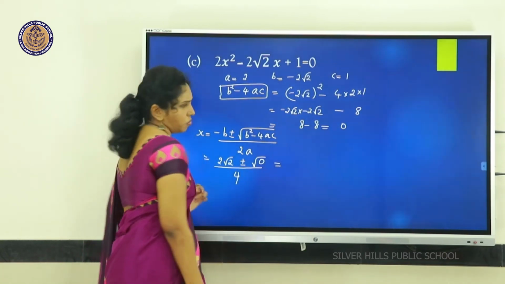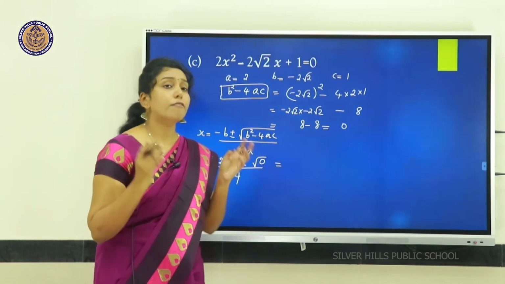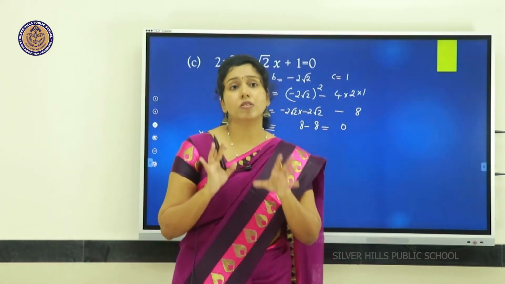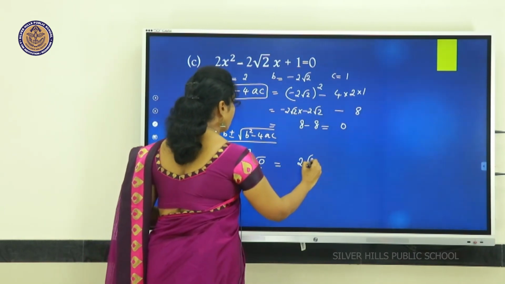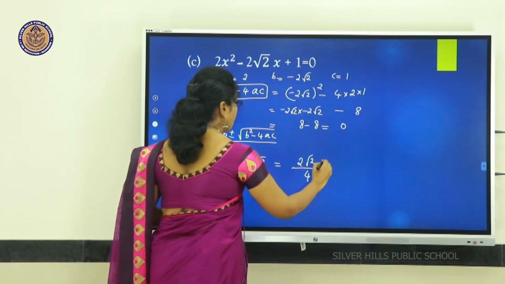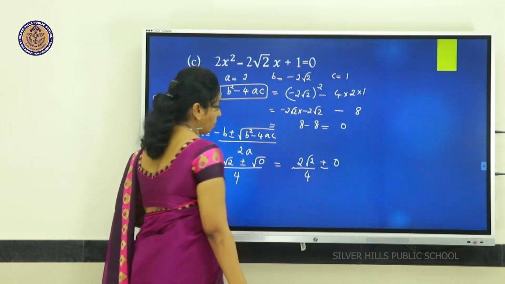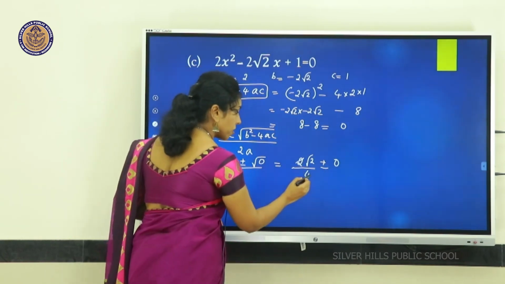That is equal to, now root 0 is 0. Only if a negative number comes inside the roots, it is a problem. That's equal to 2 root 2 by 4 plus or minus 0. Can we cancel something?